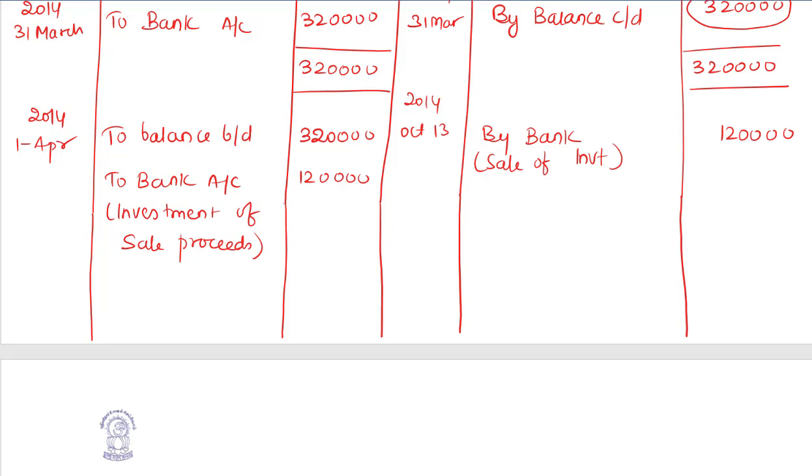Clear? The profit is 10,000, because the investment of 1,10,000 is sold for 1,20,000. So October 13, to sinking fund account 10,000.